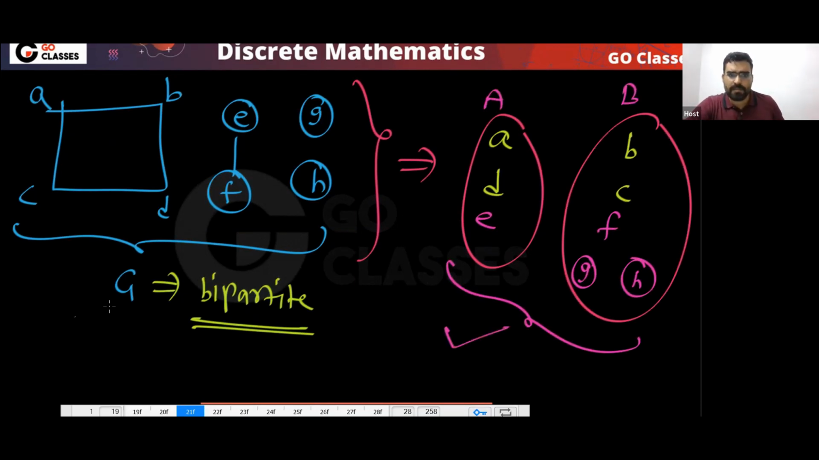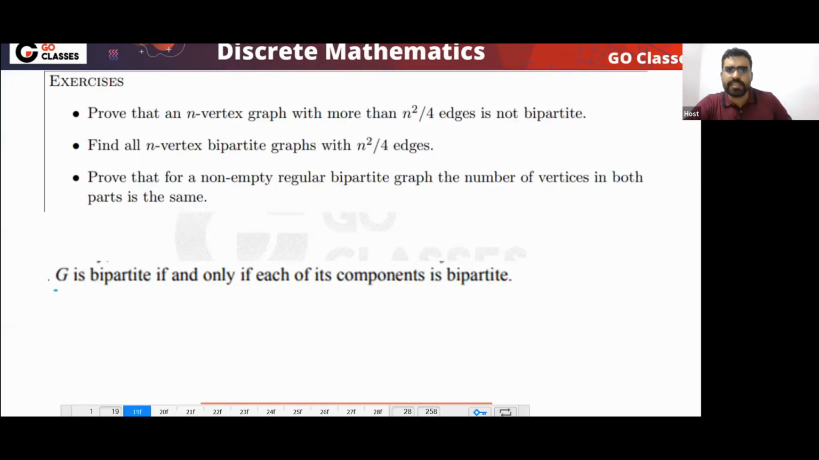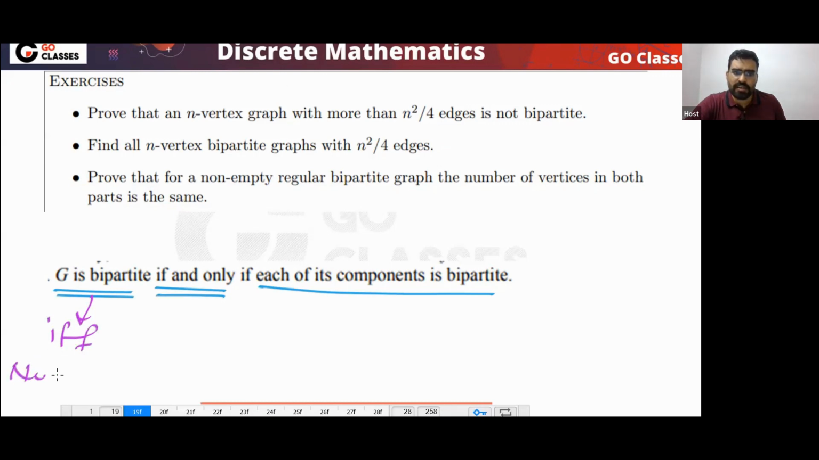So this is what I'm saying. A graph is bipartite if and only if each component is bipartite. Okay, a graph is bipartite means what? Means it does not have any odd cycle. If and only if no odd length cycle. So each component also should not have an odd length cycle.